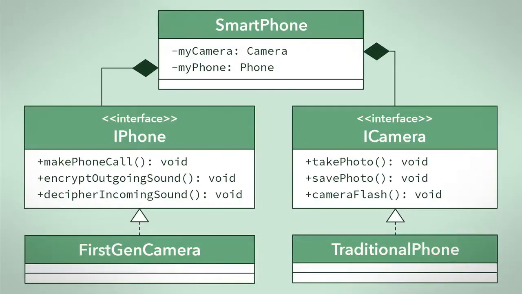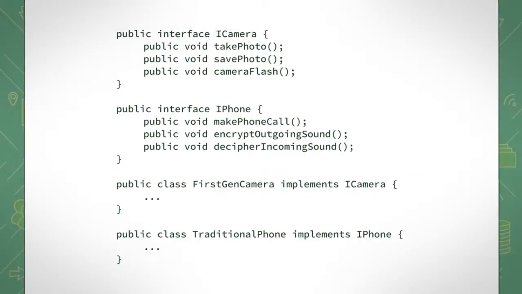Let's now take a look at what our new smartphone design looks like after we applied separation of concerns. First, we will extract the attributes and behaviors of both the camera and traditional phone into two separate interfaces. Then, we can implement these interfaces correspondingly with a first-gen camera class and a traditional phone class. Here is what the code looks like. As you can see, we have separated the camera and phone functionalities into different classes, each of which implements a certain interface.